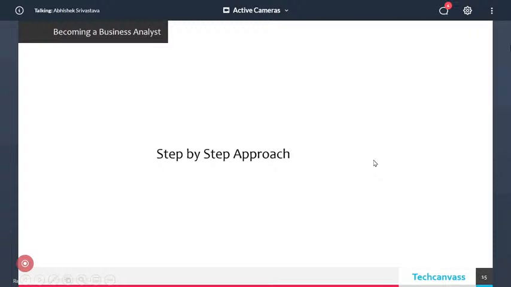So now let's come to a step-by-step approach as to how we can target to become a business analyst.